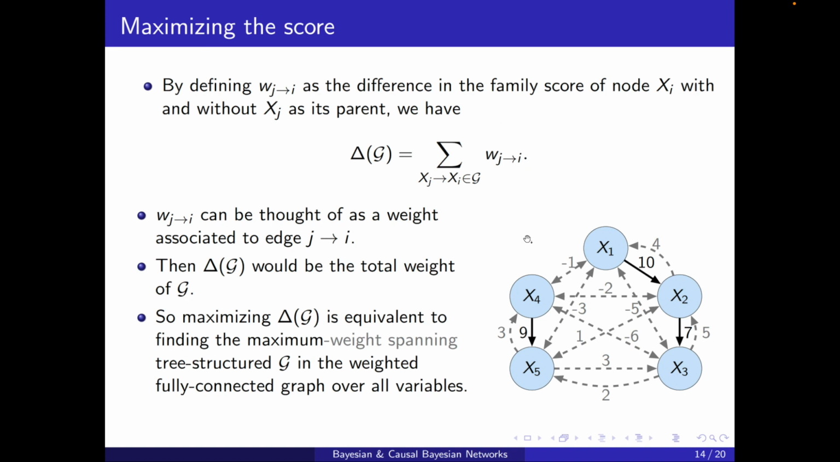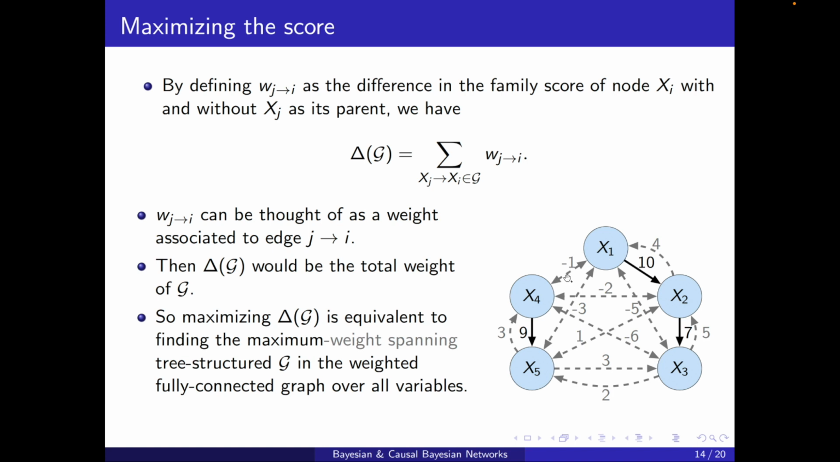What is this? Well, if I consider the fully connected network over all of the variables, here you see that there are two edges connecting every two nodes. Now, if I consider this graph, I want to construct a tree-structured network that spans the vertices, and it should have the maximum weight.